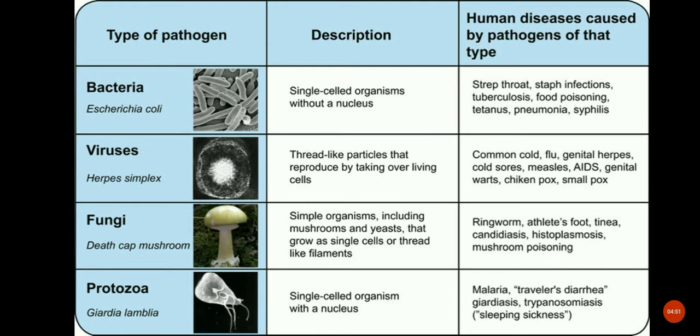Now, what are some human diseases caused by pathogens of this type? We have strep throat, staph infection, tuberculosis, food poisoning, tetanus, pneumonia, syphilis, and also malaria, genital warts, toxoplasmosis, and mushroom poisoning.